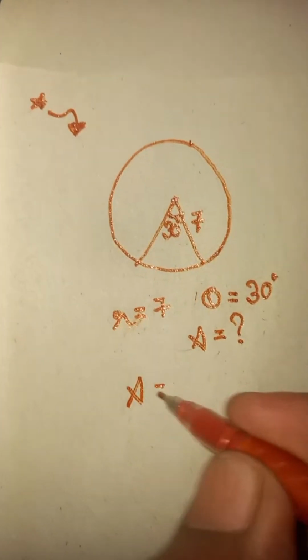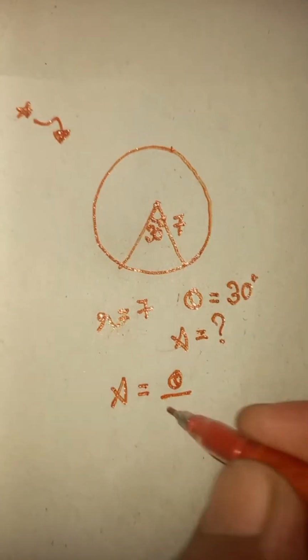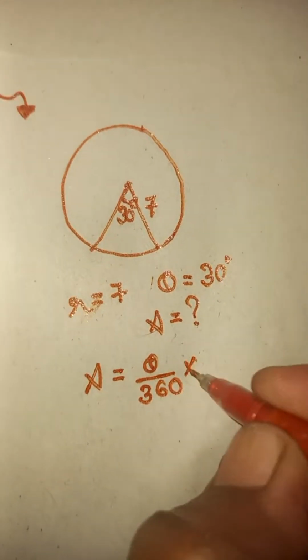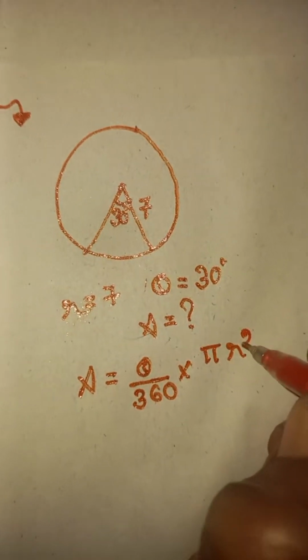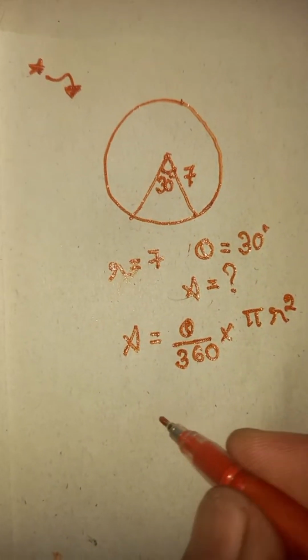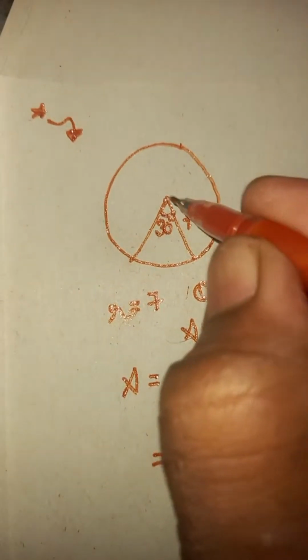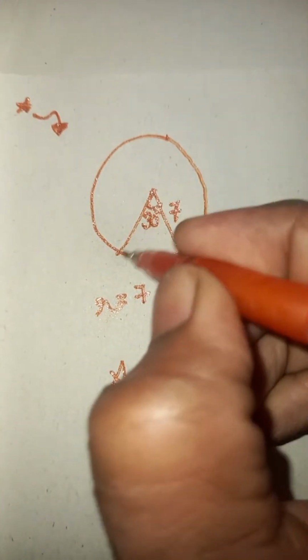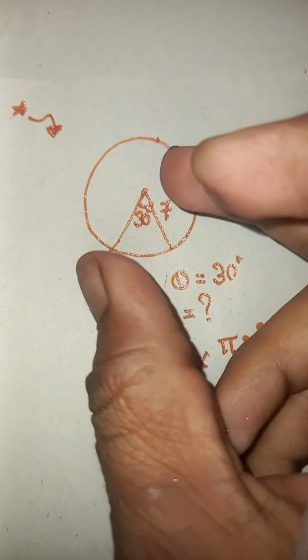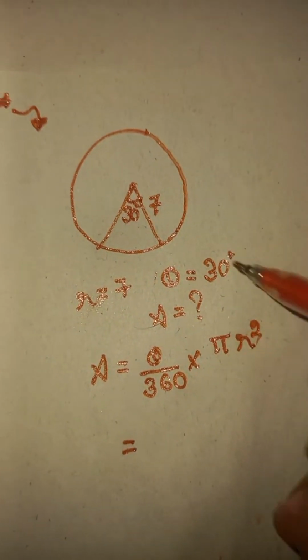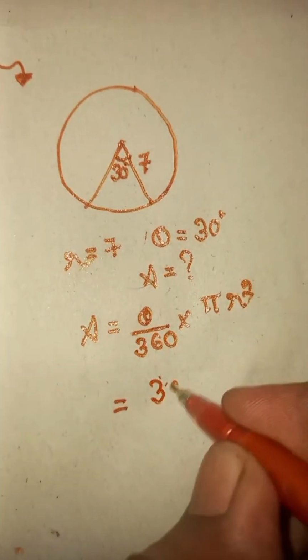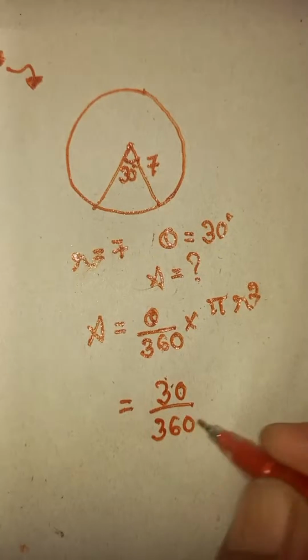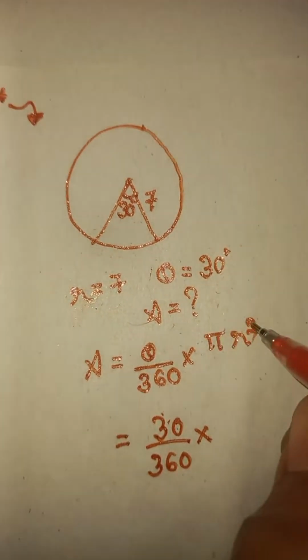Area of this sector of circle is theta by 360 times pi r square. Now here also you can find it in the same way. In this complete circle, you need to find this pizza-shaped small sector, where theta is 30 degrees. So it's going to become 30 by 360 times this pi r square.